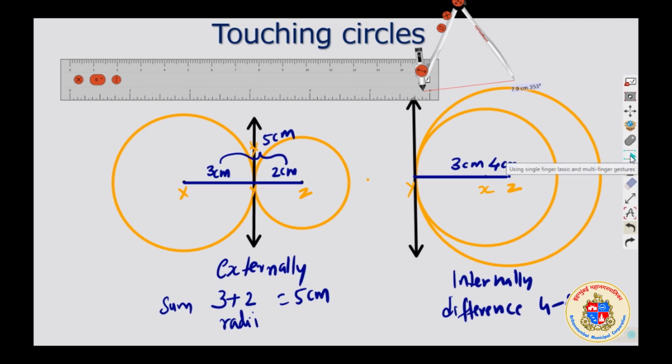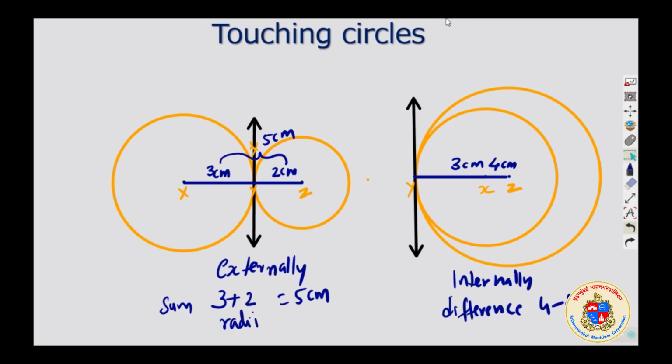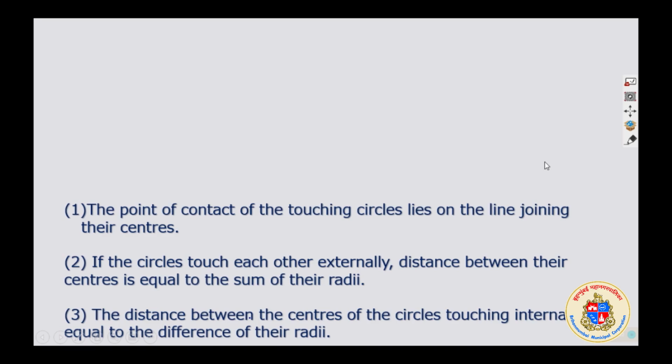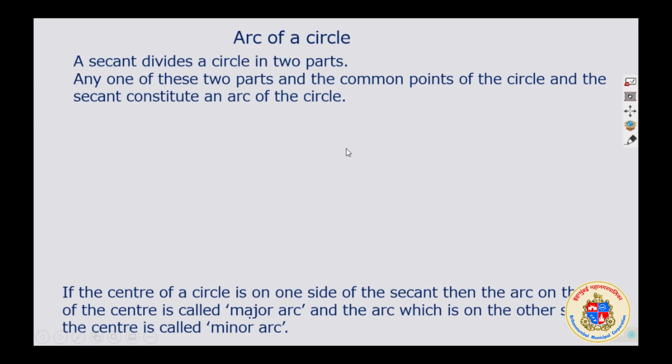Okay, so let me erase whatever I have written here, remove the compass and remove the scale, etc. You will be practicing now. This is what I said, when it is externally, you will find the sum as their distance, and if the circles are touching internally, the difference of their radii will be the distance between the centers. Now the next concept you have to learn is about arc of a circle.